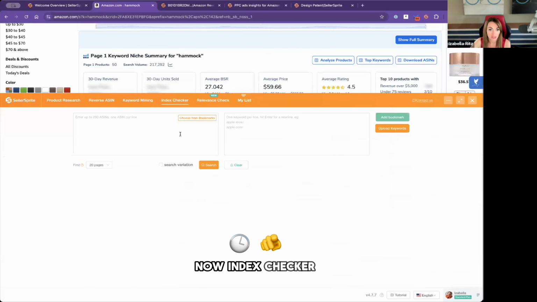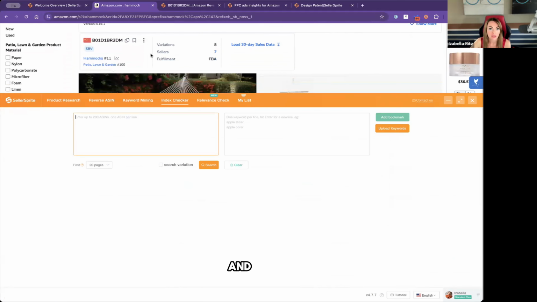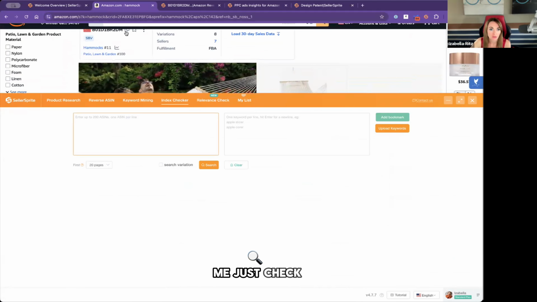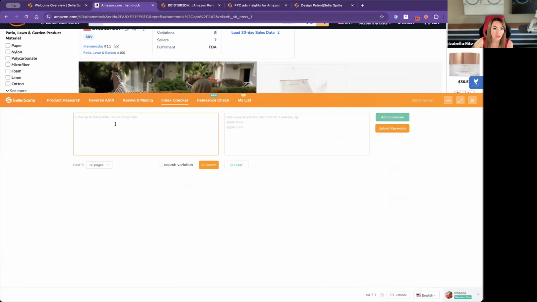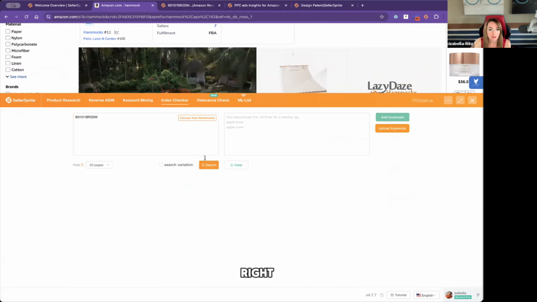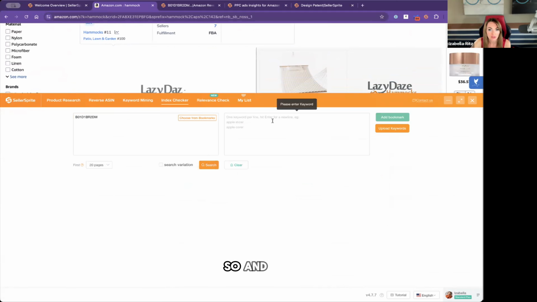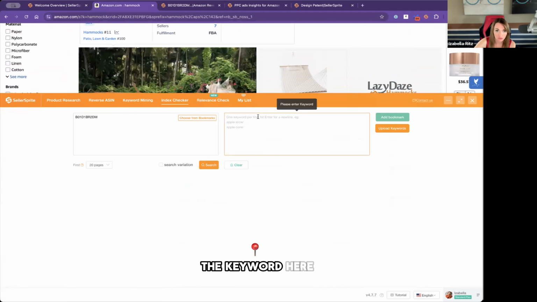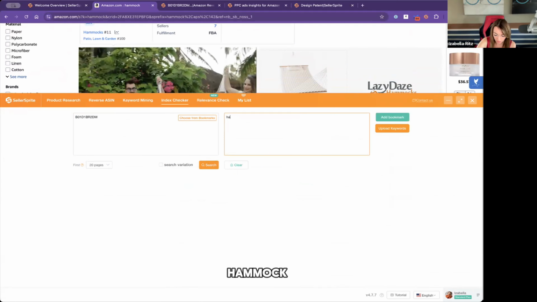Now, index checker, that's the next part. So for example, we can grab a couple ASINs. Let me just check. I'll get one ASIN from here, and I will enter this ASIN and do the search, right? And I can do the keyword here. Let's do hammock.